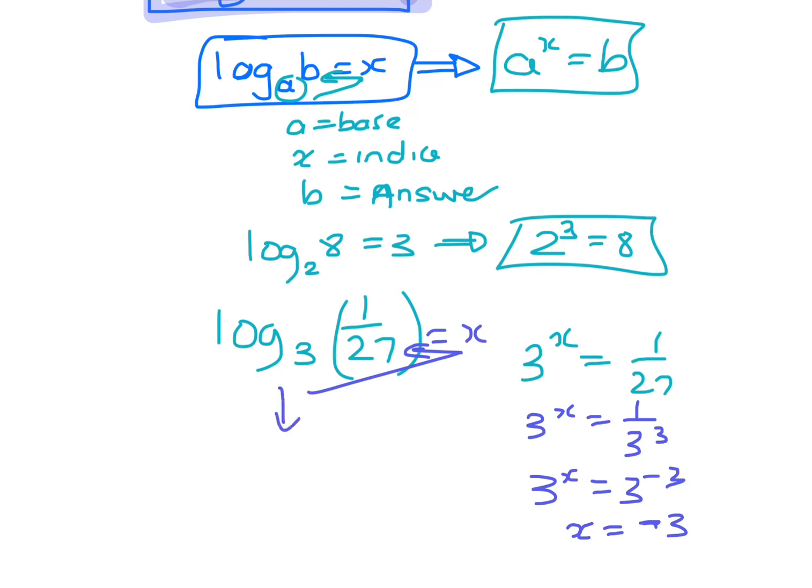But you can also think about it as log base 3, and 1 on 27 is 3 to the minus 3. So the answer will just be minus 3, because what do you raise 3 to give 1 on 27? You raise it to minus 3.